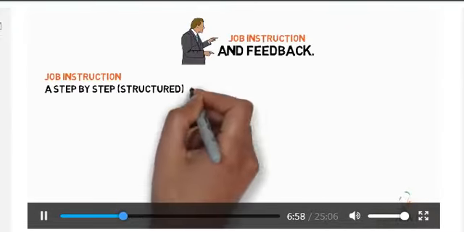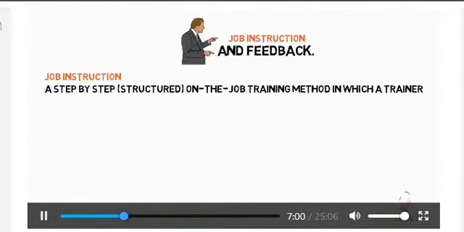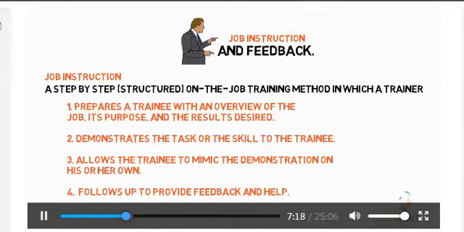What is job instruction? The job instruction is a step-by-step structured on-the-job training method in which a trainer prepares a trainee with an overview of the job, the purpose of the job, and the desired results from the job. The trainer demonstrates the task or the skill to the trainee. The trainer must allow the trainee to mimic the demonstration on his or her own to show that he or she understands the task. He must also follow up to provide feedback and help to the trainee.